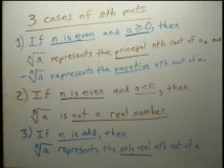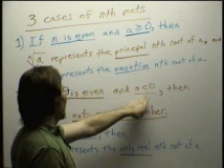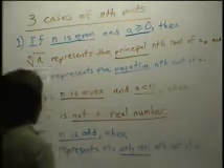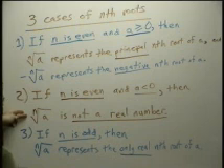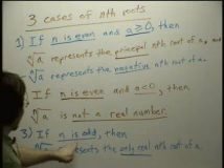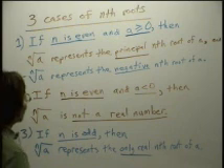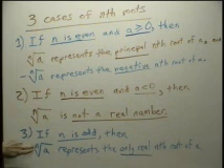The second case is also if n, the index, is even, but this time if we have an even index and a negative radicand, then this symbol, the nth root of a, does not represent a real number. The third case is if n, the index, is odd. In that situation, it doesn't matter what a is, the radicand can be positive or negative. This symbol, the nth root of a, represents the only real nth root of a.